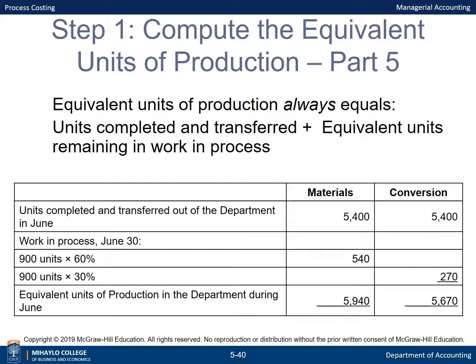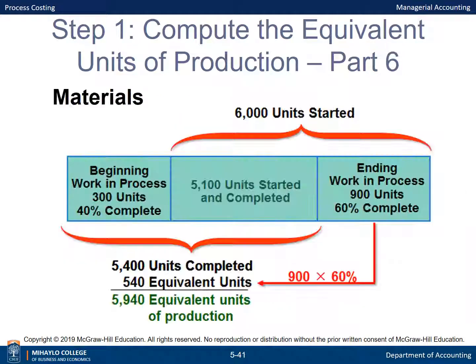Equivalent units of production will always equal units completed and transferred out plus the equivalent units remaining in work in process inventory. Here is a visual showing the computation of equivalent units as to materials. Recall there were 300 units in beginning work in process and 6,000 units were started. The equivalent units of production equals the 5,400 units completed plus the 540 equivalent units in ending work in process.